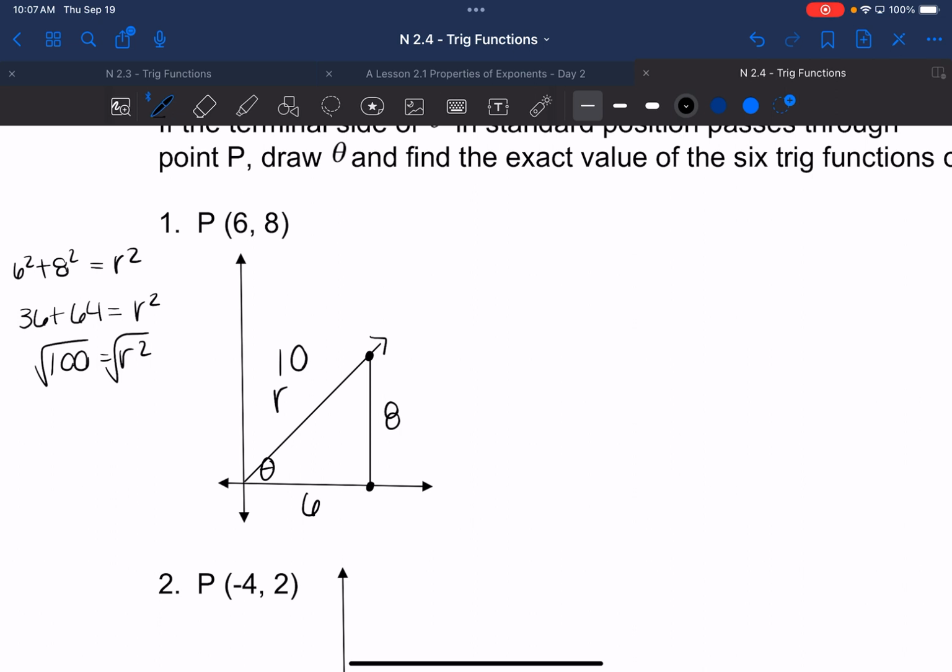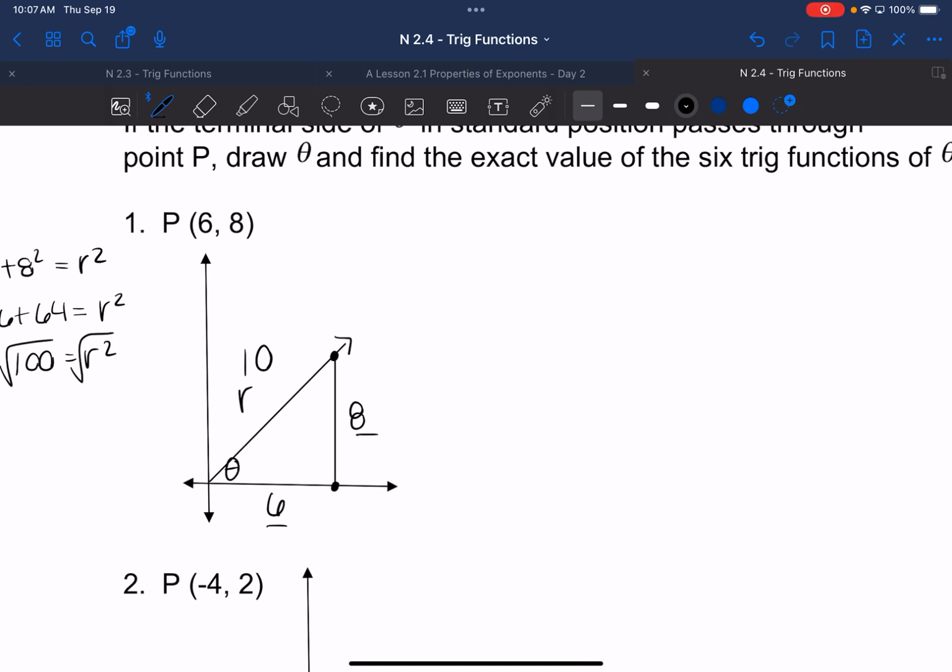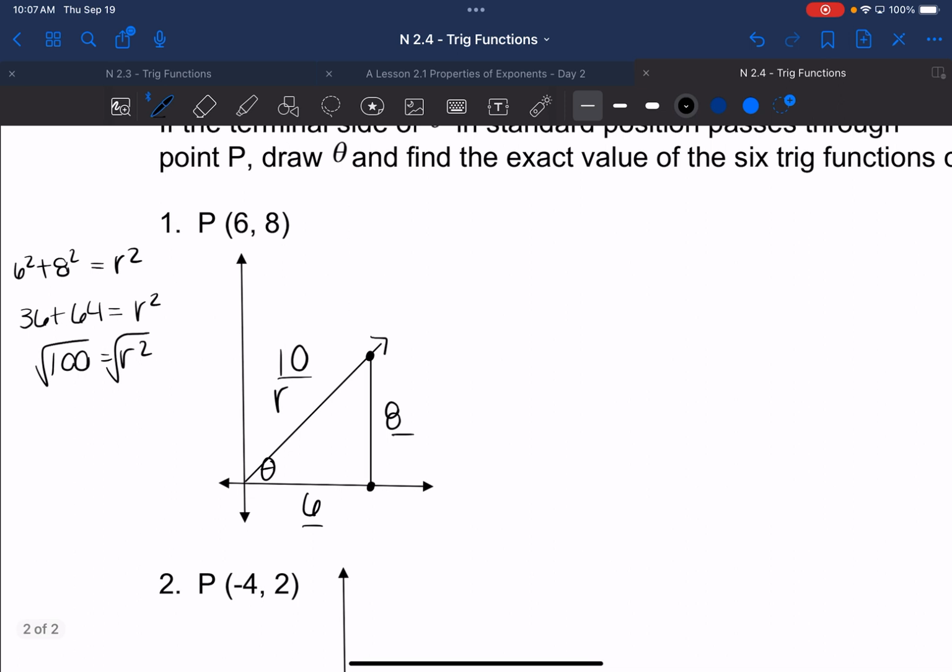Okay, this one is also a multiple of our triple, 3, 4, 5. This is 3 times 2. This is 4 times 2, and this is 5 times 2. So if you have your triples memorized, you don't have to do this work over here if you already know. All right? Okay, now we just need to give the ratios.